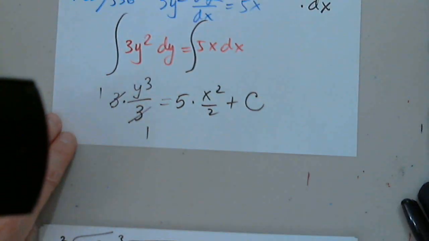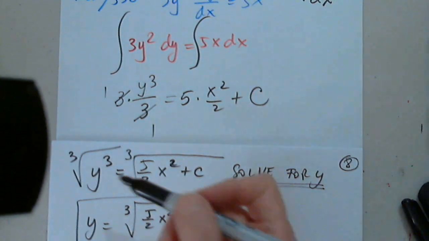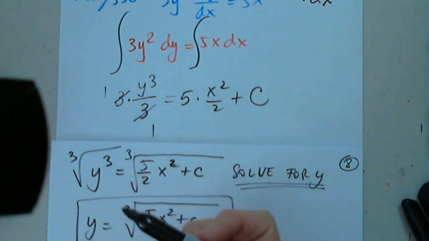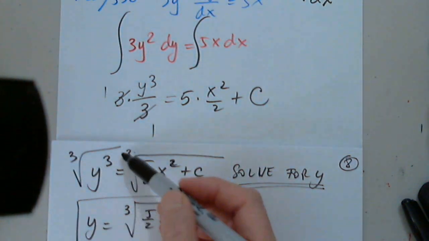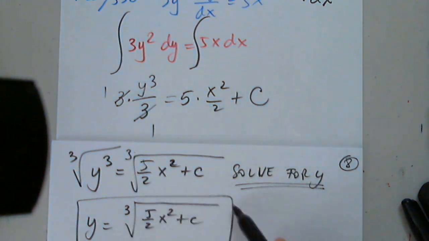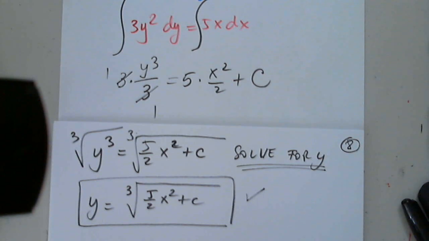And now this is a cubic equation in y. I had to apply the cube root to both sides. The cube root of y cubed is y. And this stays as is. No one can simplify this, and this is done. Any questions? Okay, so please choose another from here, and then we'll choose one from here.